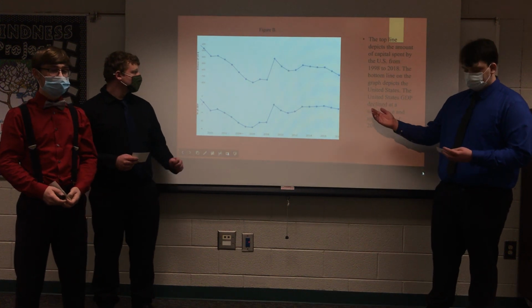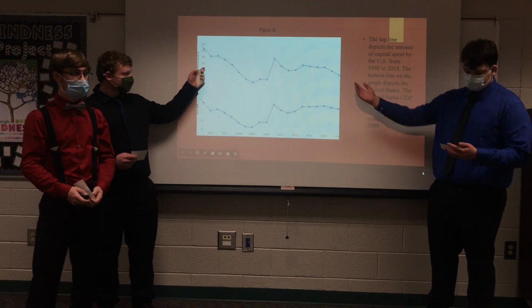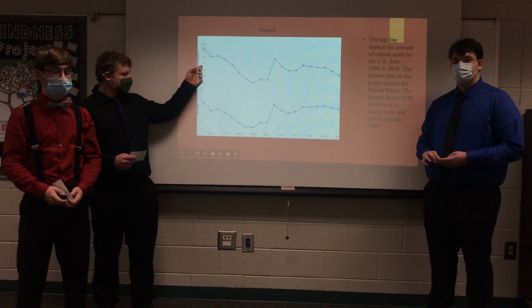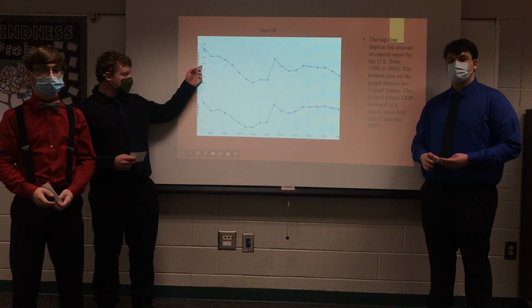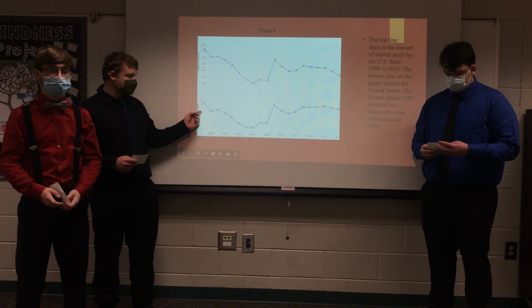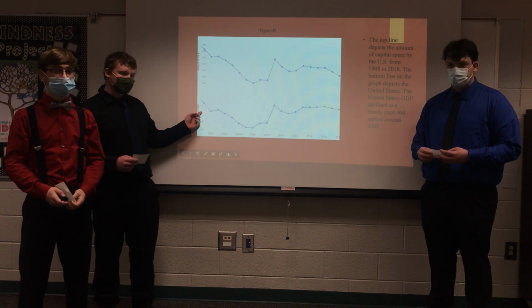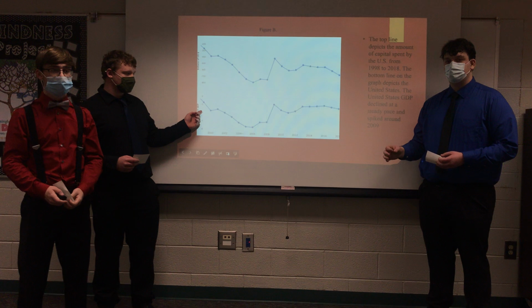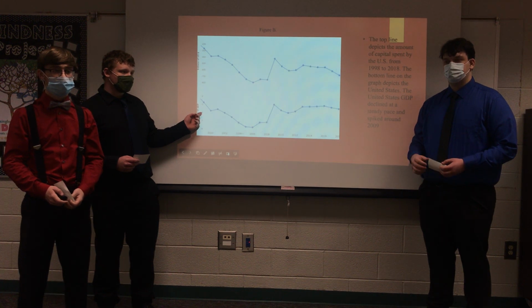And this is figure B, and the top line depicts the total amount of capital the United States has spent from 1998 to 2018, and the bottom line depicts the United States GDP steady decline. However, there was that spike in 2009 where they sent out that stimulus check.